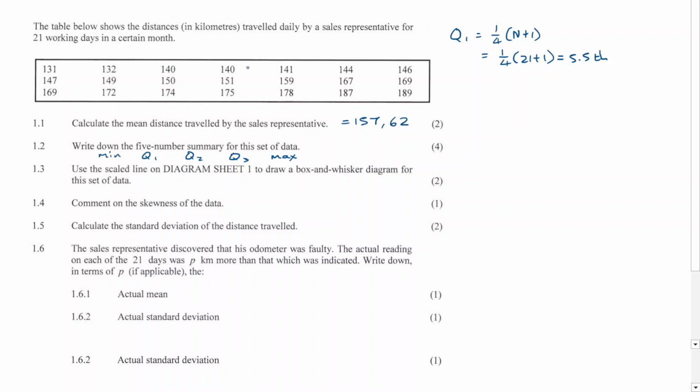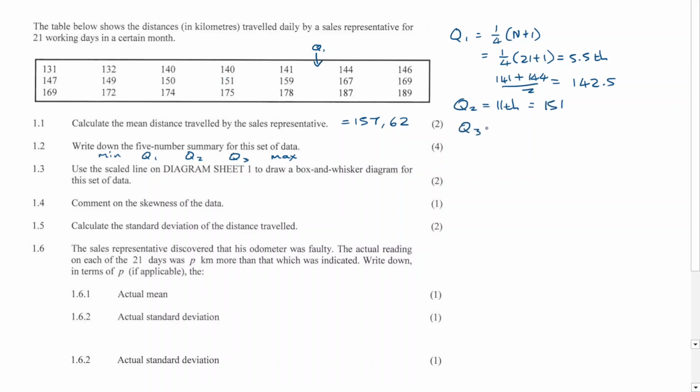1, 2, 3, 4, 5, and 6. So Q1 will be between there. So I'll need to add up these two numbers and divide it by 2. And so my lower quartile would be 142.5. Q2 would just be double this, so that would be the 11th data. And so I look at the 11th data, and that just gives me exactly an answer of 151.